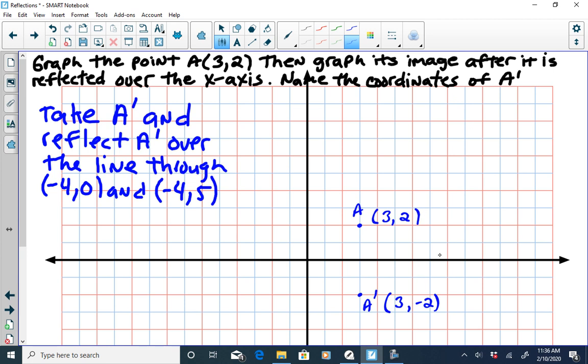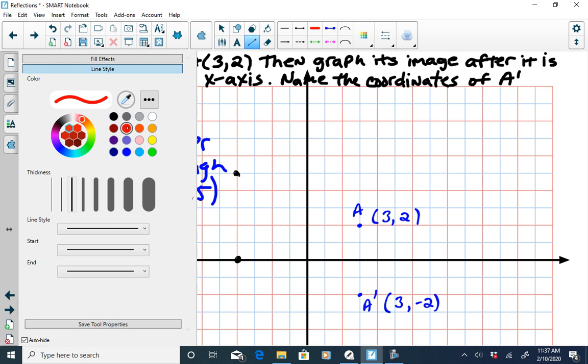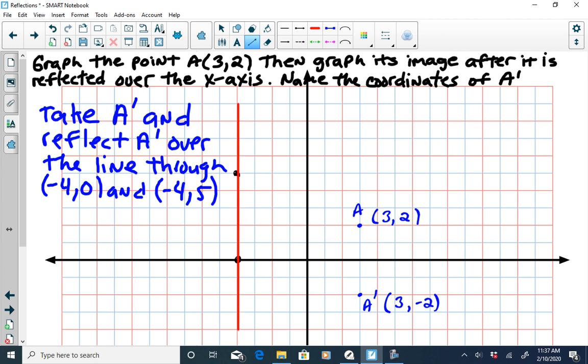Now, let's take A prime and reflect A prime over the line through -4, 0 and -4, 5. So let's start with that. Let's draw the line through -4, 0. Here's -4, 0. And where's -4, 5? Here's -4, 1, 2, 3, 4, 5. And we want to draw a line through these points. Let's make that line red so we can see it a bit. Not too thick. So let's draw a line here. Okay, so there's our line.